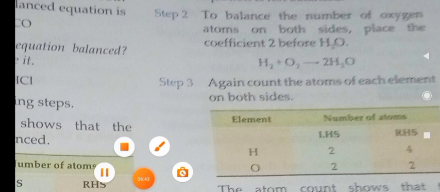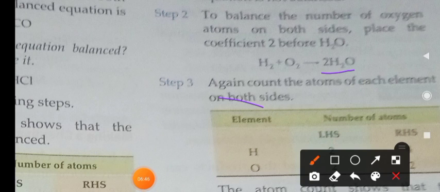Add the coefficient 2 to the right hand side, so that the equation becomes 2H2 plus O2 gives 2H2O. Now look at the number of atoms. 2 hydrogen on the left side. What about the right side? 2 into 2, how much? 2 2s are 4. 4 hydrogens on the right hand side. So it is not balanced.